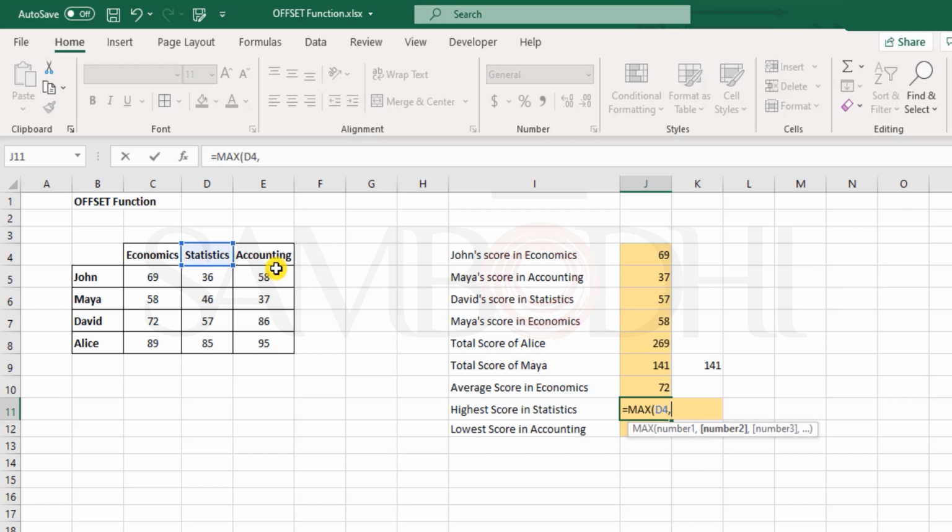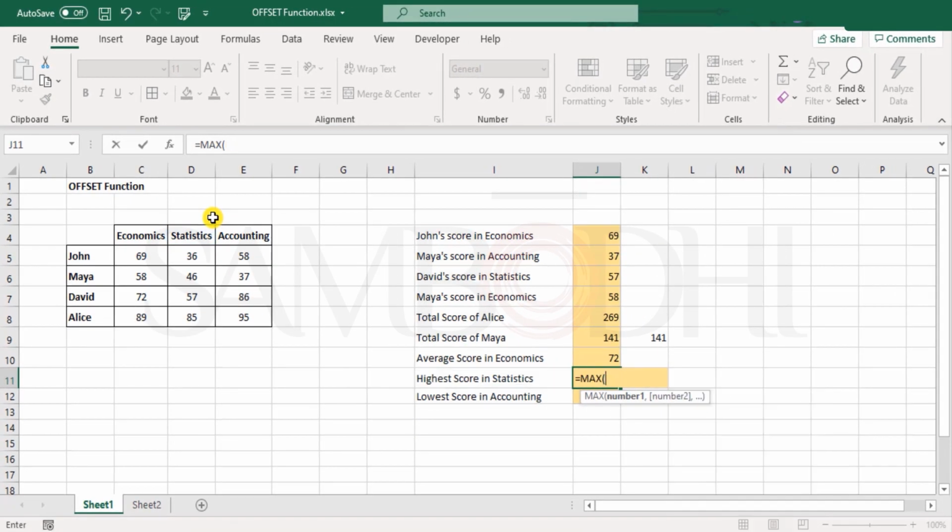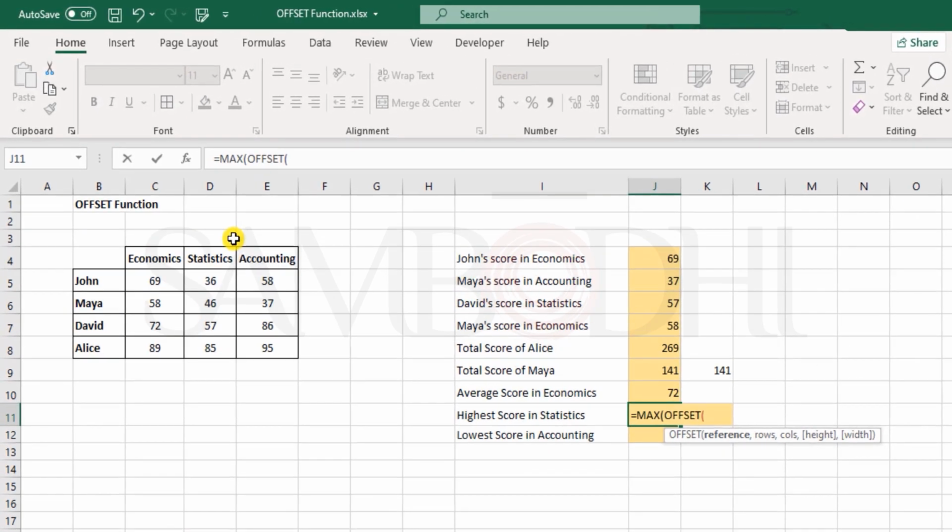You can do the same thing as what you did for economics, just that it's with the max function, and the columns that you shift would be 2. But this time it's statistics, where we are putting the starting point and max. Here under this, I'll use the offset function. This as the reference point.